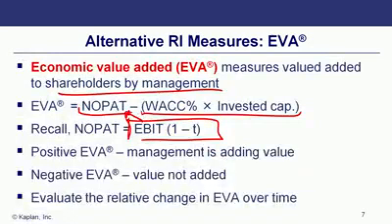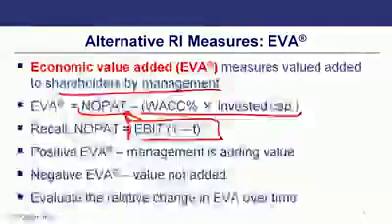Now, positive economic value added means management is actually adding value over the cost of capital. If there's negative economic value added, they're actually adding no value. And so what you should do is evaluate the relative change of economic value added over time, meaning how much is management actually adding value to the shareholders.